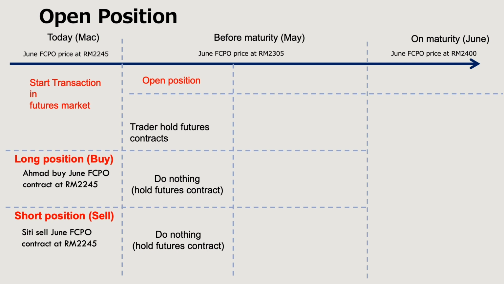Same goes to CT. CT in March starts her position by taking a short position, or she sells a futures contract. So she sells a futures contract in March at price 2245. In May, CT still holds this position. That means CT is in an open position in the futures market. So an open position means a trader holds his or her futures contract.